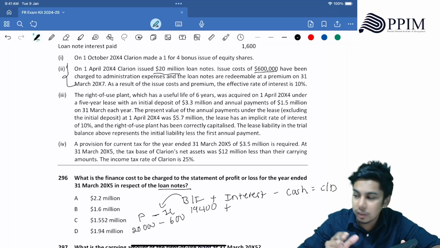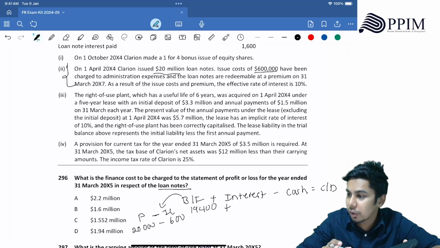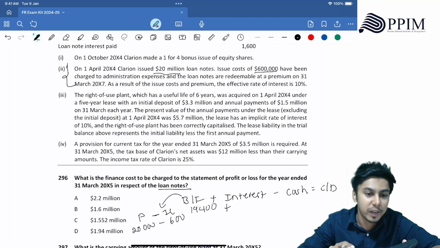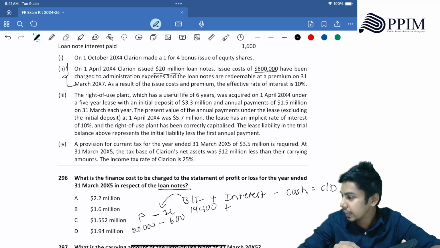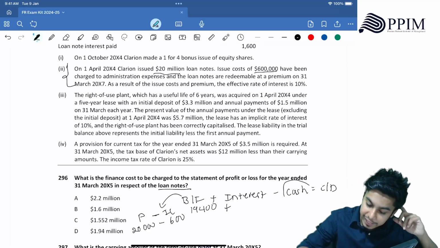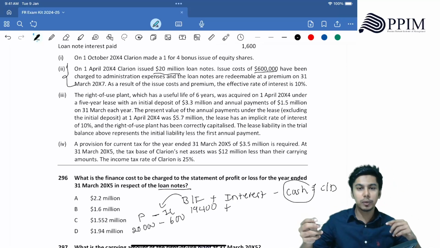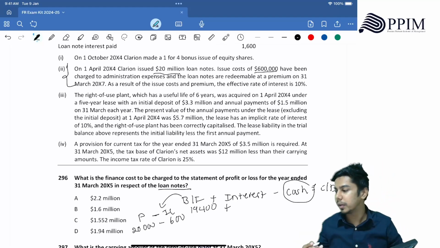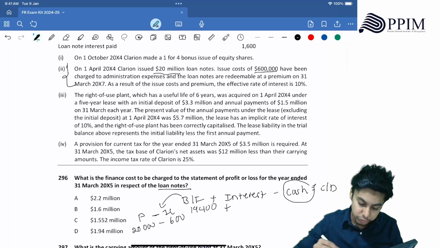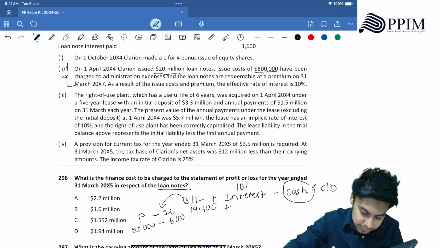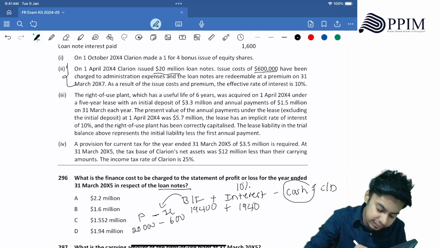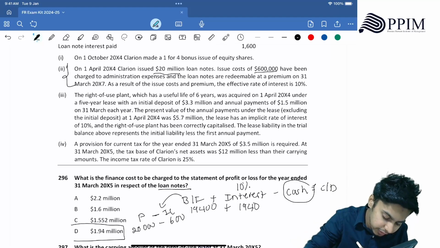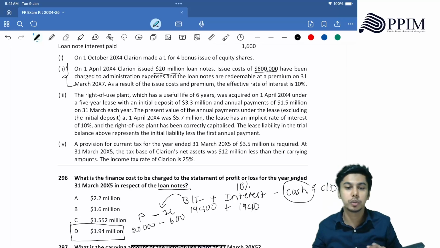Right. Guys, interest, we have to always charge what? The promised one or the effective one? Effective one. We have to always charge the effective one. Promised one should be the cash. When it comes to the cash calculation only, we go with the promised rate. The interest we charge here will always be the effective rate. So the effective rate is how much? 10%. 1,940. So 1,940 means the answer will be option D. Option D should become the correct answer.